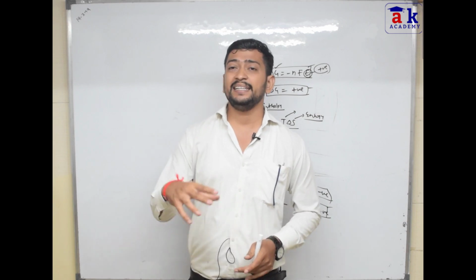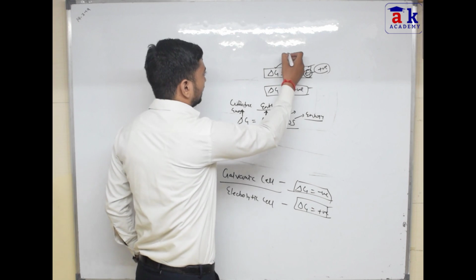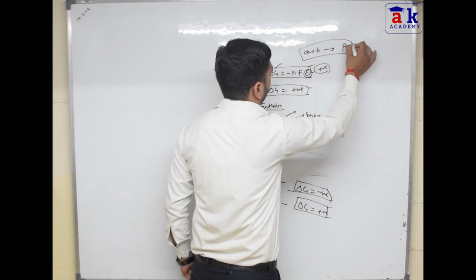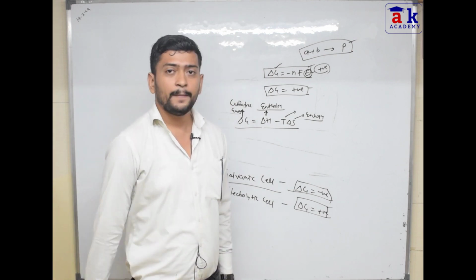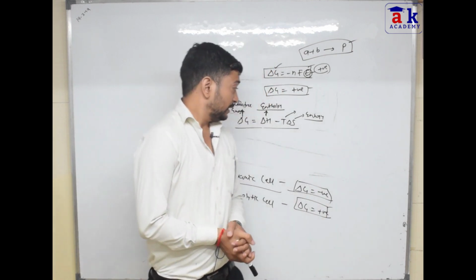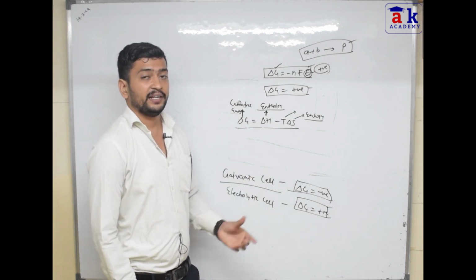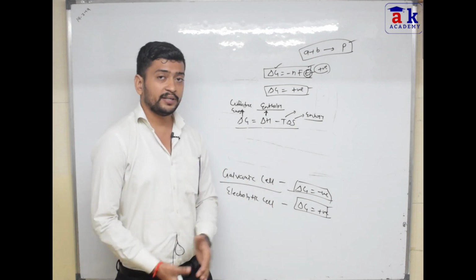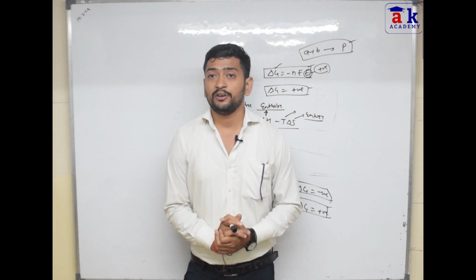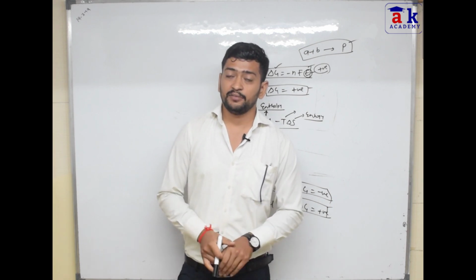If any reaction is taking place, consider any reaction, let's say A plus B is getting converted into P. So what happens actually? Delta G is the Gibbs free energy, and delta H is what? Delta H is the total energy of the system.